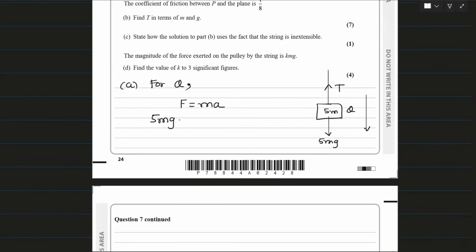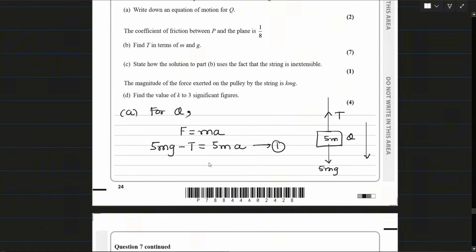So the weight is bigger than the tension force here. The mass of the block is 5m and acceleration is a. So this is our equation of motion for Q, and this is the answer to our part A. We can name this equation 1 for our future reference.